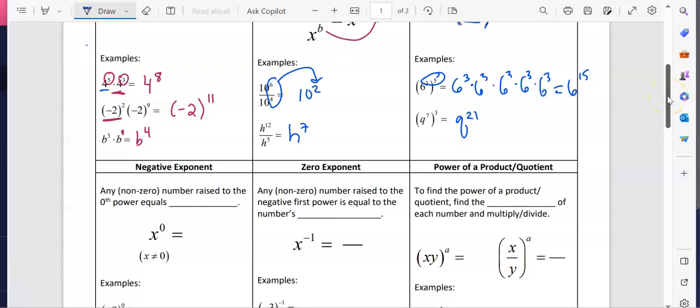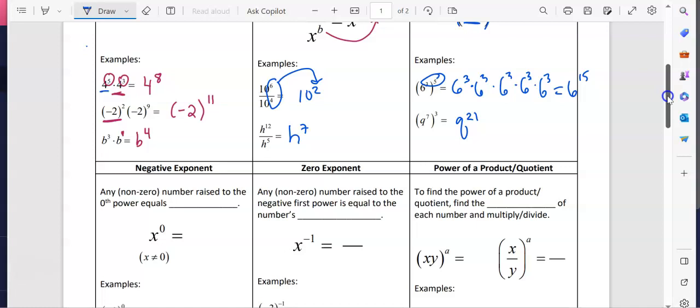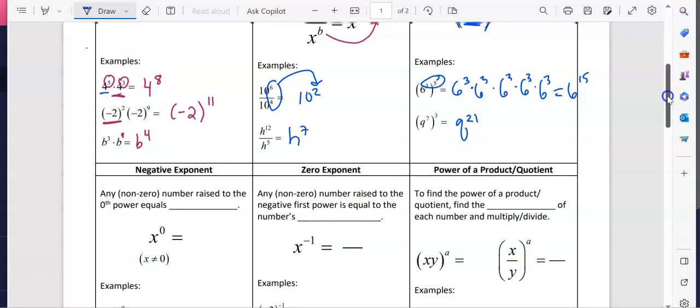All right, here we go. Second half of lesson 6.1, looking at three other properties, slash rules of exponents.